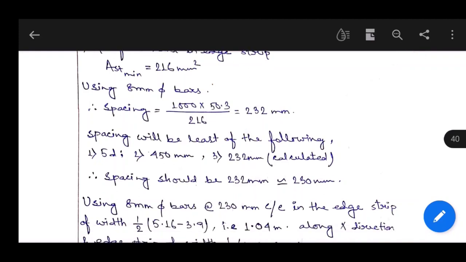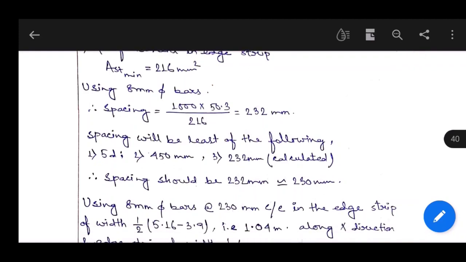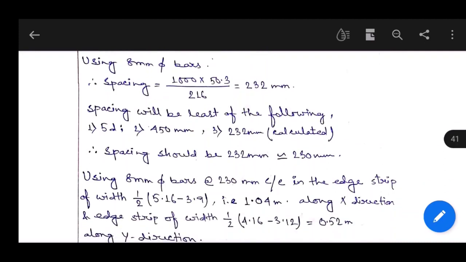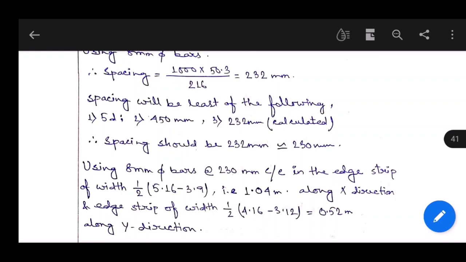Okay, so now using 8 mm dia bars at the rate of 230 mm center to center in the edge strip of width half into 5.16 minus 3.9, that is equal to 1.04 meter along x direction, and edge strip of width half into 4.16 minus 3.12, that is equal to 0.52 meter along y direction.